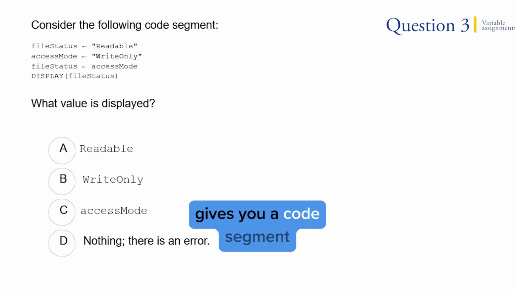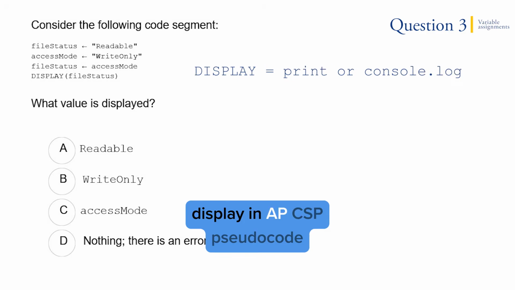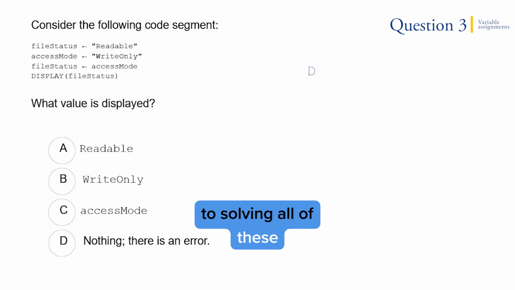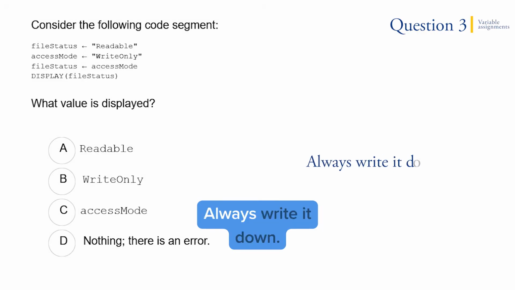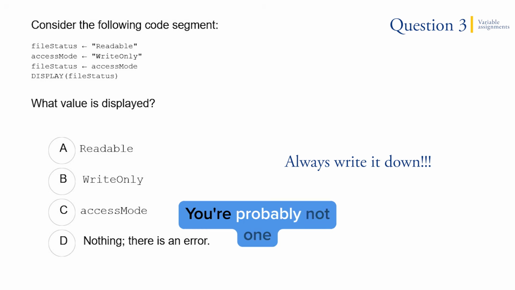Question 3 gives you a code segment and asks which value is displayed. Display in AP CSP pseudocode just means print. So there is a strategy to solving all of these kinds of problems, and that is this. Always write it down. I have maybe 5% of the kids in my class that can do it in their heads. You're probably not one of them.